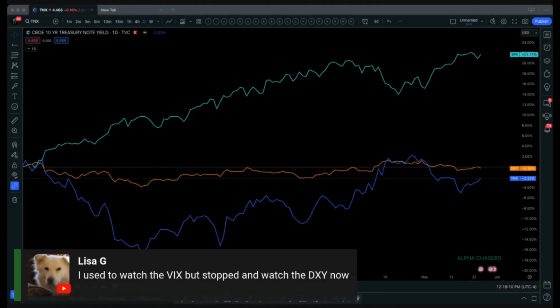So I used to watch the VIX. The VIX doesn't move the way that people want the VIX to move. The VIX is going to move like the old school VIX used to move because of where interest rates are and Fed funds are. So that's important. So you're better off using the 10-year and you're better off using the dollar.